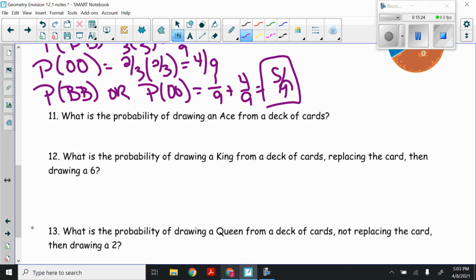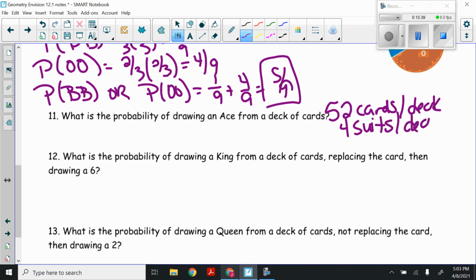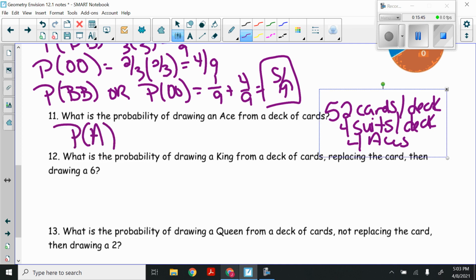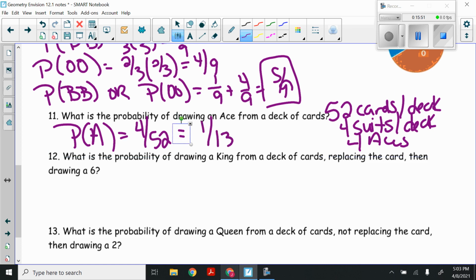Number 11, what is the probability of drawing an ace from a deck of cards? Okay, there are 52 cards in a deck. You have 4 suits in a deck. Each suit has an ace, so we have 4 aces. So the probability of getting an ace is 4 out of 52, which will reduce down to 1 out of 13.